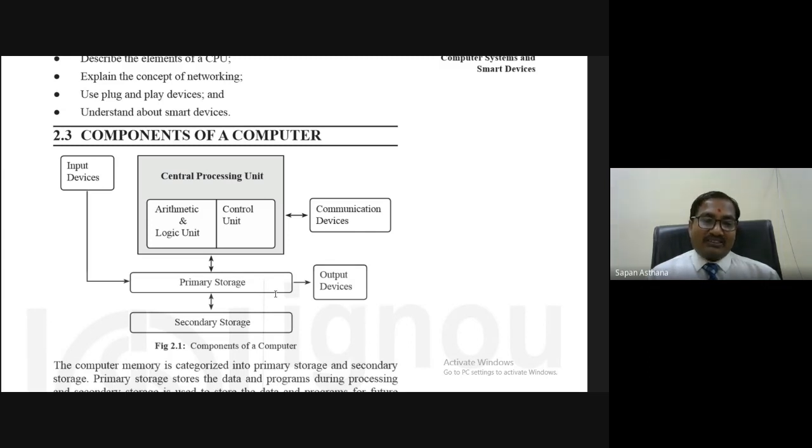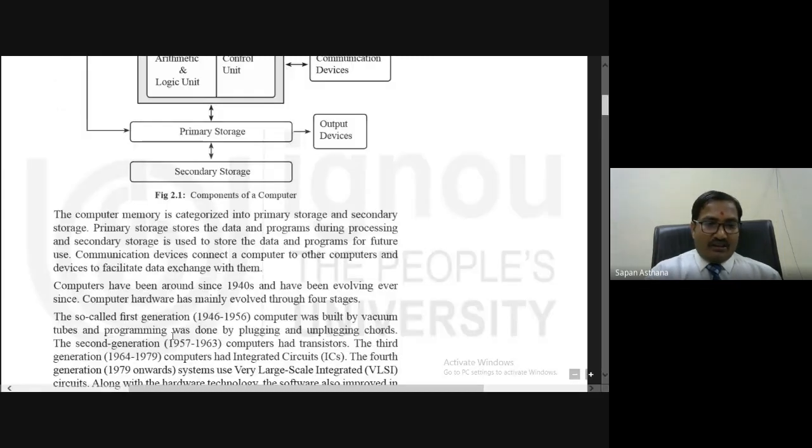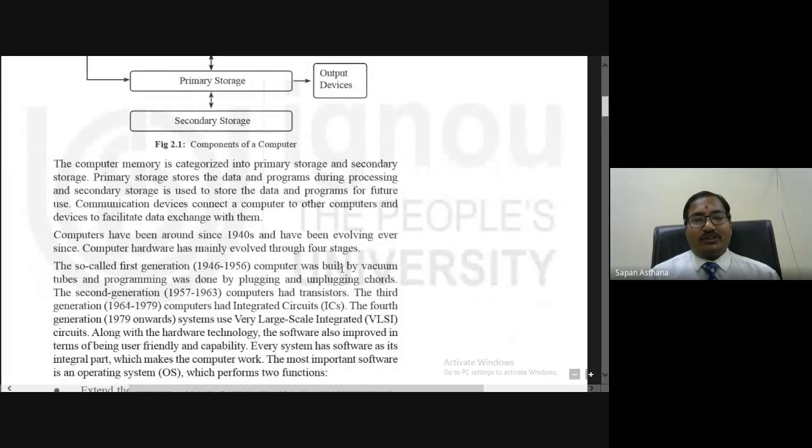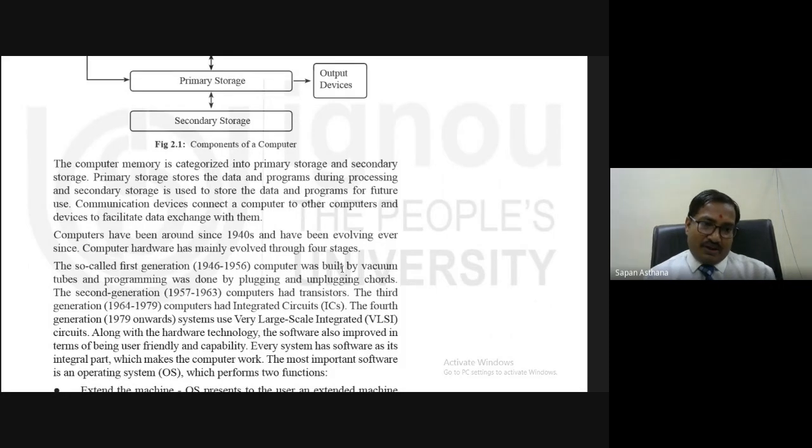Through input devices, we give the input to our system. In the detail here, everything is mentioned. The computer memory is categorized into the primary storage and the secondary storage. The primary storage stores the data and programs during processing, and secondary storage is used to store the data and programs for the future. When you are doing any specific job, all the things come under the primary storage, but for the future perspective, use the secondary storage. The communication devices connect a computer to other computers and devices to facilitate data exchange with them.